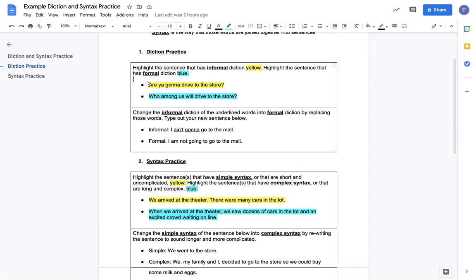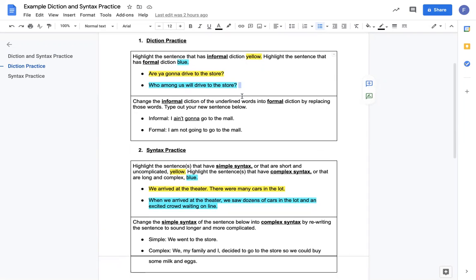So for this first example, we have, are you gonna drive to the store? And this is definitely informal diction. It's an informal way of speaking, so that should be yellow. Versus the second one, who among us will drive to the store? It sounds much more formal, so that is going to be blue. That is formal diction.